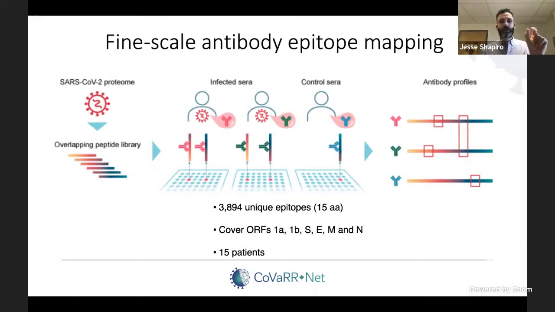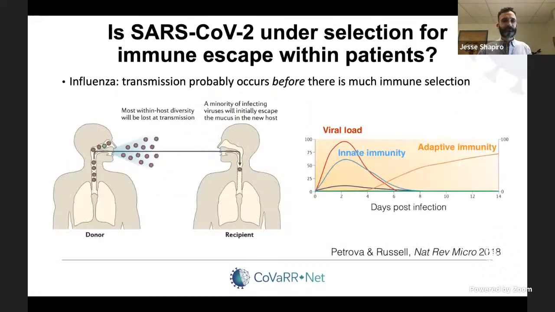So this epitope is a 15 amino acid segment of a protein. And this covers most of the major open reading frames in SARS-CoV-2. It's not quite the whole genome, but it's pretty close. And this was done on 15 patients, some controls, some infected. I'm not going to get into that. It's in the preprint, but it's actually not a major source of variation. So I'm just going to define epitope sites that are sort of bound in general above a threshold.